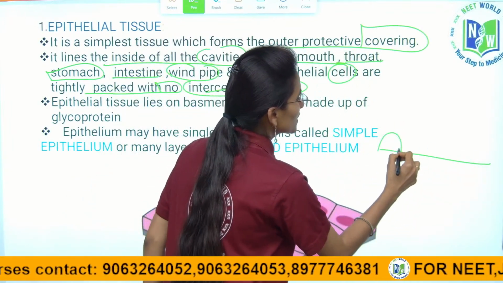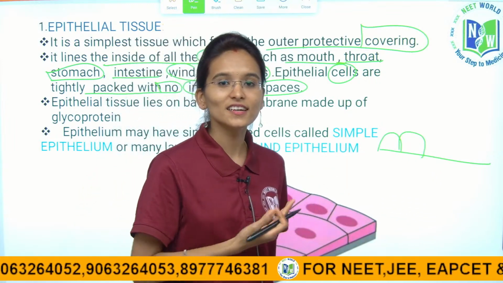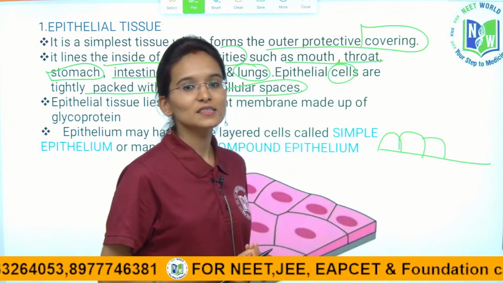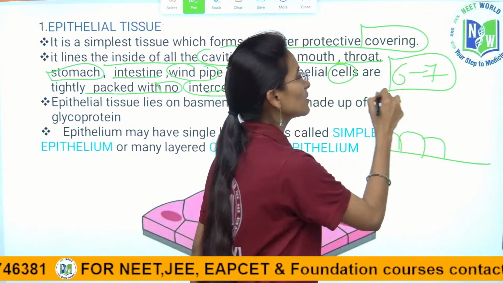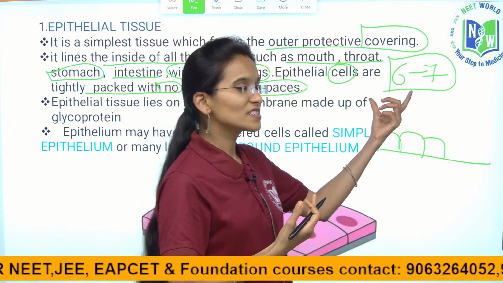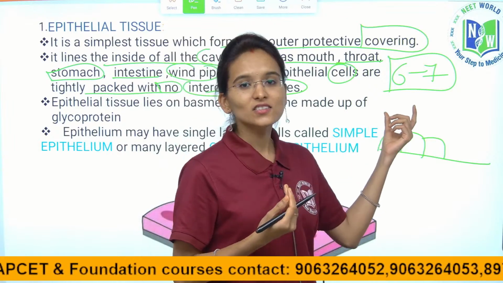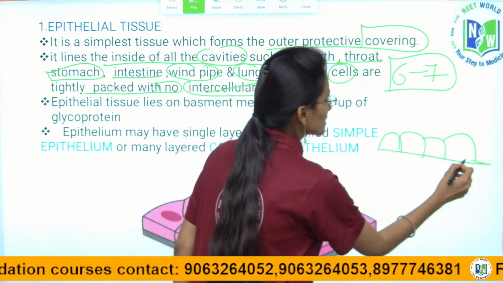Please try to make notes, as it is a very important chapter. It is the second highest weightage chapter, and from this chapter we can expect mostly 6 to 7 marks. Damn sure you can expect 6 to 7 marks from this chapter, and within these marks, 2 questions will appear in Section A itself. So, this is the basement membrane.